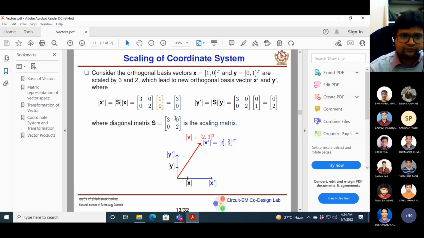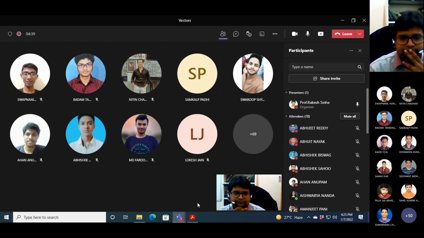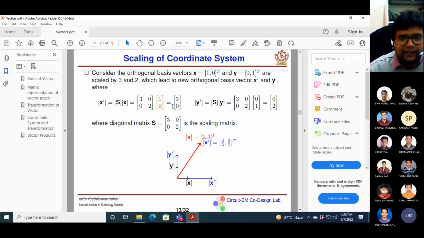We have not discussed scaling in the last class. Did I discuss scaling of a vector? No, sir. Scaling is basically multiplying each coordinate of the vector by a certain amount. That is scaling of the vector. For example, you have a 1 1 vector. You can scale that 1 1 vector by, let's say, 2, and then it will become a 2 2 vector in the same coordinate system.